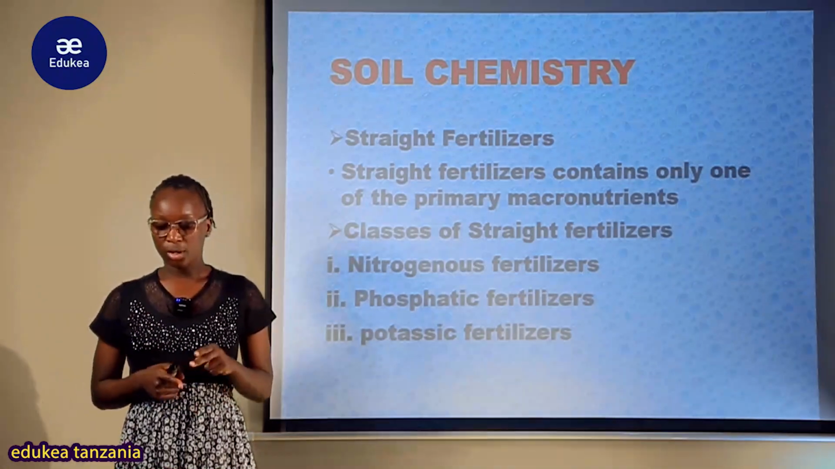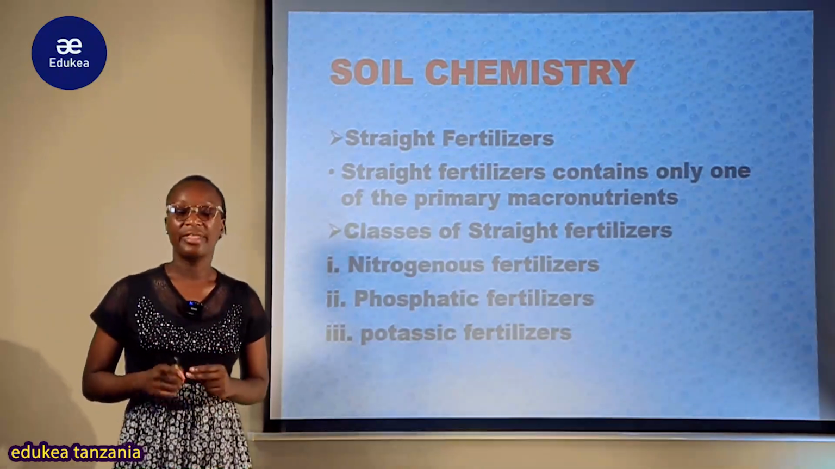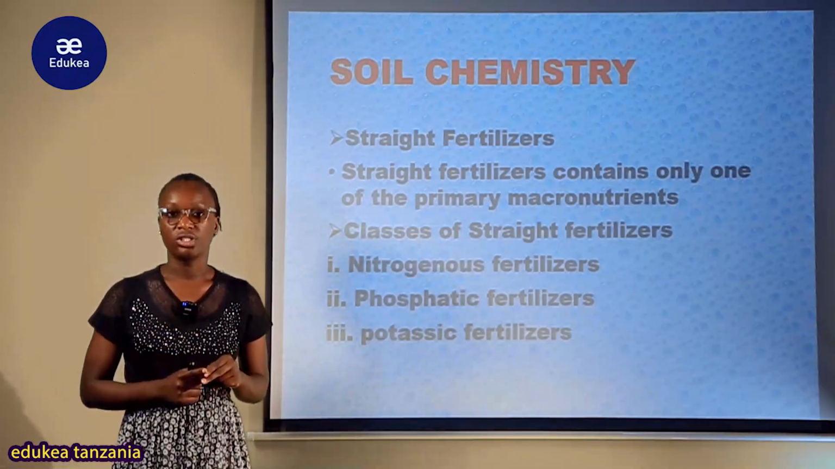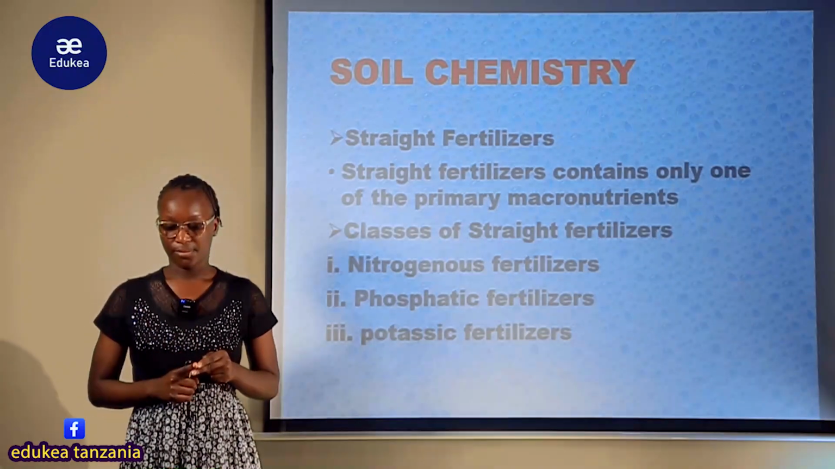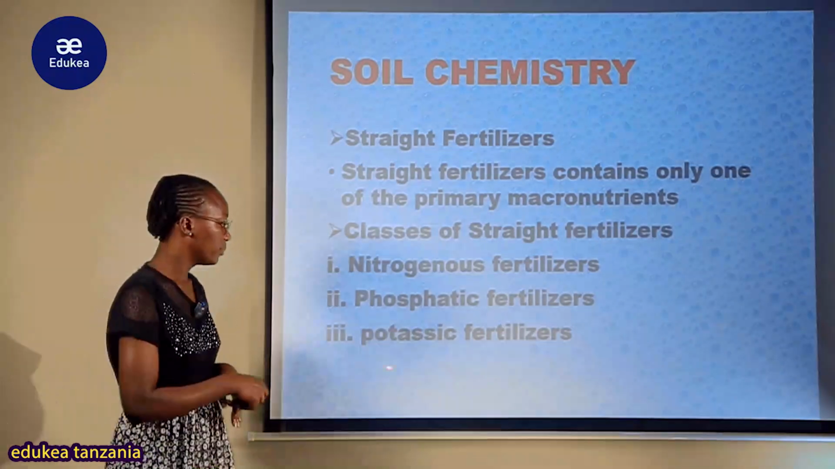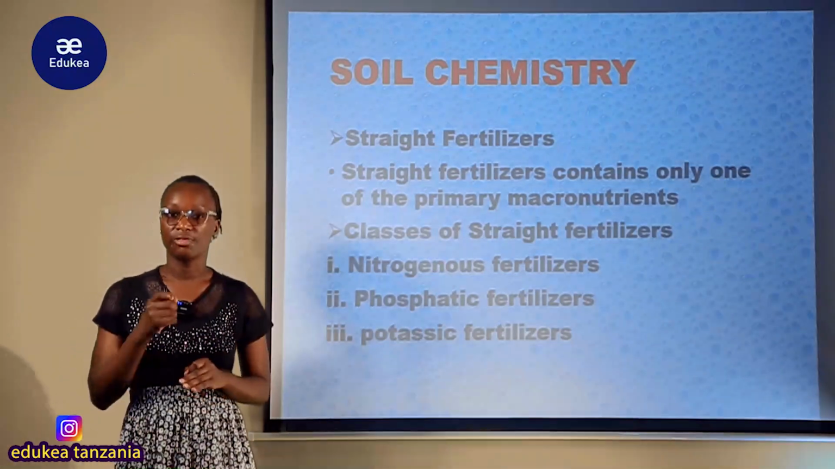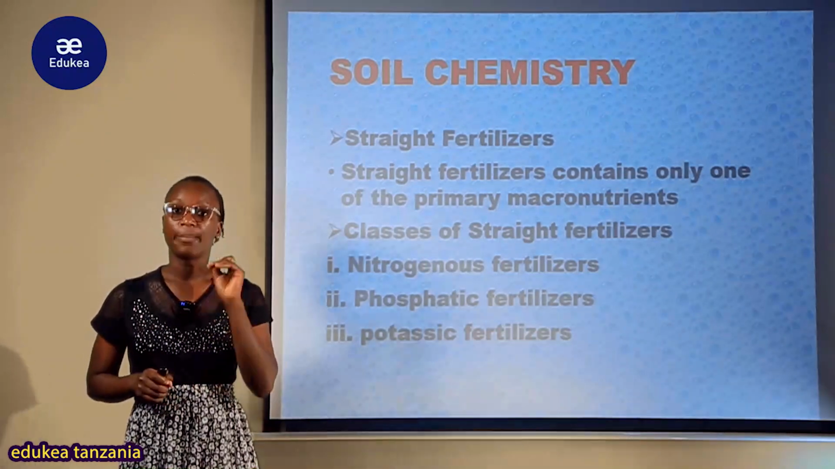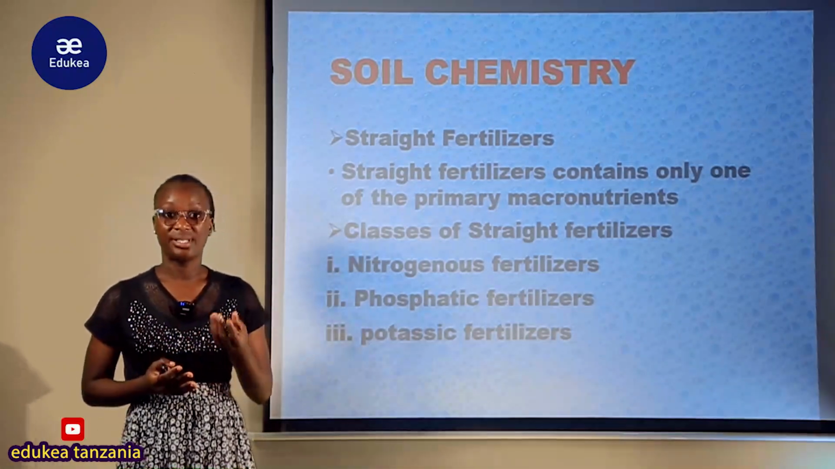But also when we look at the phosphatic fertilizer, this kind of fertilizer is made up of one primary micronutrient, which is phosphorus. And when we look at the potassic fertilizer, this kind of fertilizer is made up of only one primary micronutrient, which is potassium. So I hope now umepata kitu.